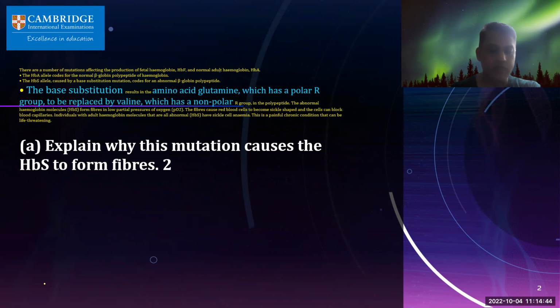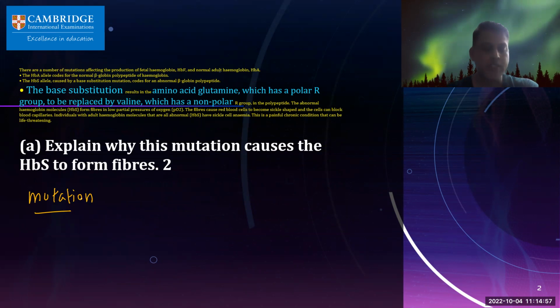Okay, first we will see what is the meaning of a mutation. We can consider mutation as a change of the base sequence of a DNA molecule. This base sequence change is random, and it may be a single nucleotide change or many nucleotide changes. In base substitution mutation, one base is replaced with another base.